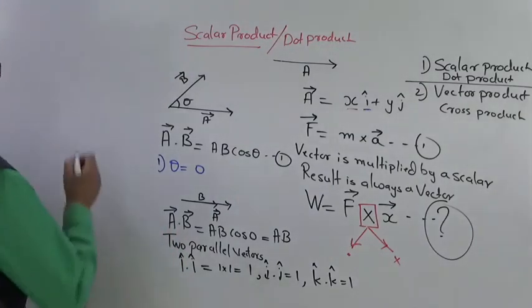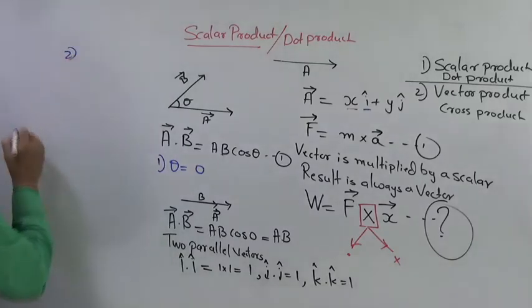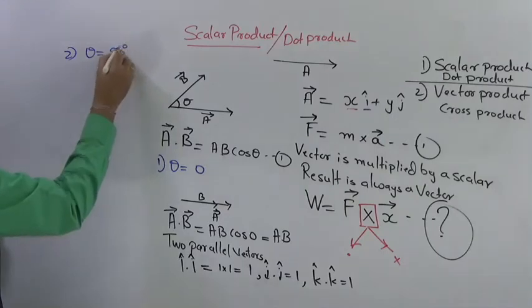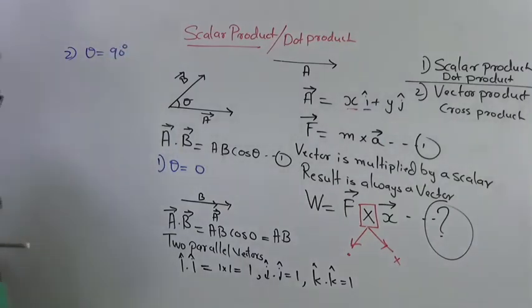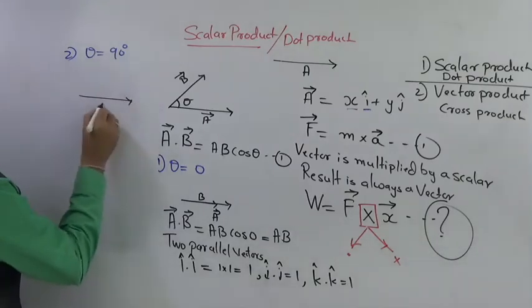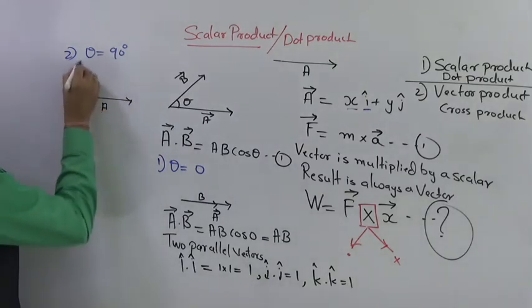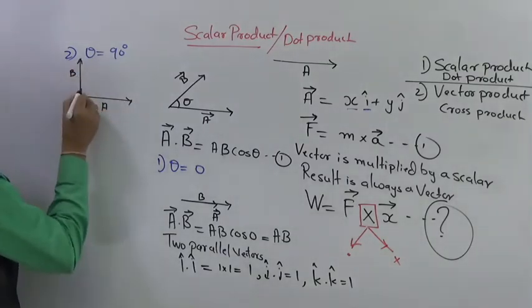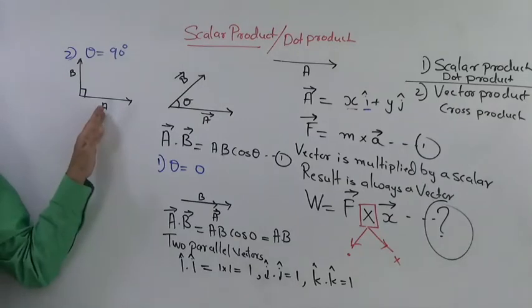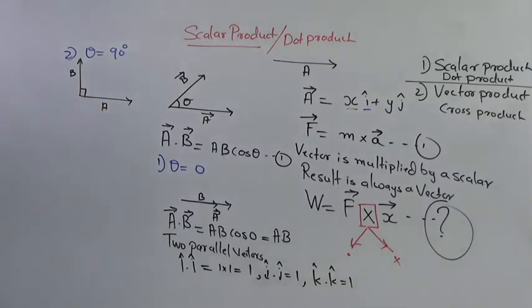Now let us see the second case, where theta equal to 90 degrees. When theta equal to 90 degrees, what does this specify? It shows that this is a vector A and this is a vector B, and the angle between the two vectors is 90 degrees.